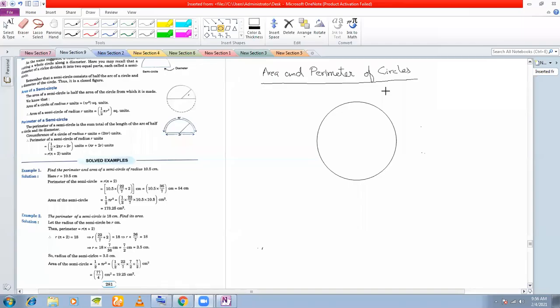So a circle is a polygon with an infinite number of sides. You cannot count the number of sides of a circle. Anyway, coming to the area of a circle, it must have a center, from which we draw the circle.